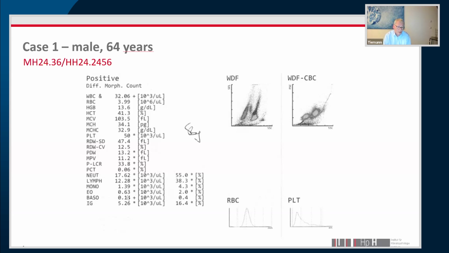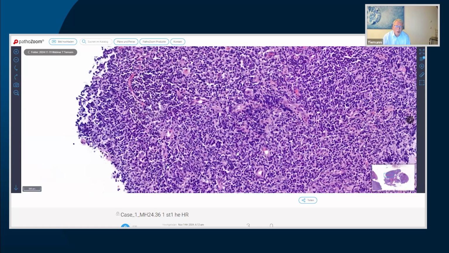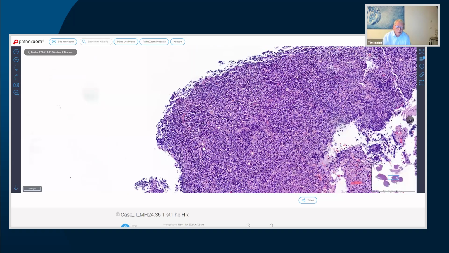The ENT colleagues extirpated these lymph nodes and the tonsils, and we will have a short glimpse at the histology now. So this is, of course, not normal lymph node tissue, and the architecture seems to be destroyed.